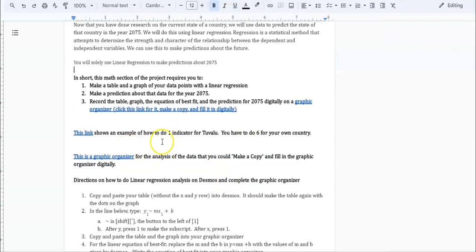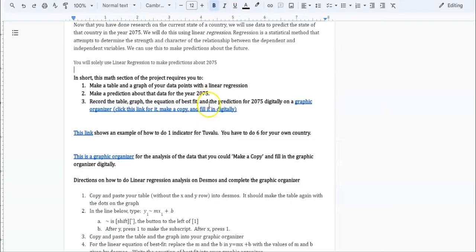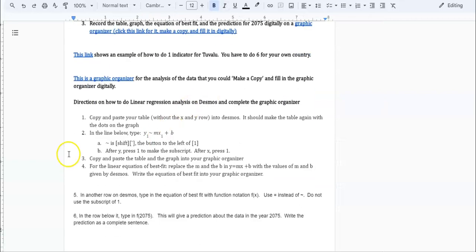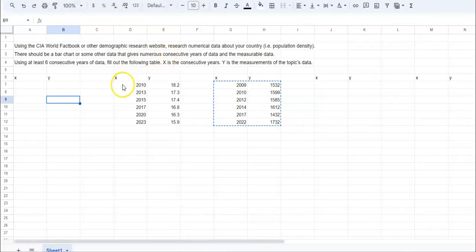Okay, so this link is this model I just showed you, and then there's a graphic organizer. So I'm going to show you how to do this, steps 1 through 6, doing one example. What I do once, you're going to have to do 6 times for this project. All right. So first up, we have a table of data, right? We have this table of data.